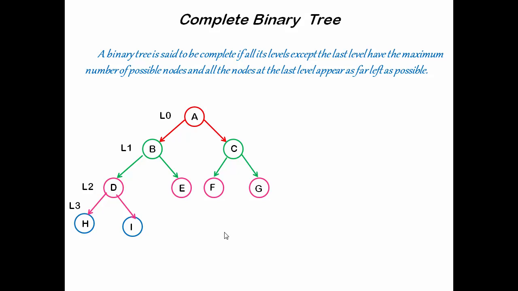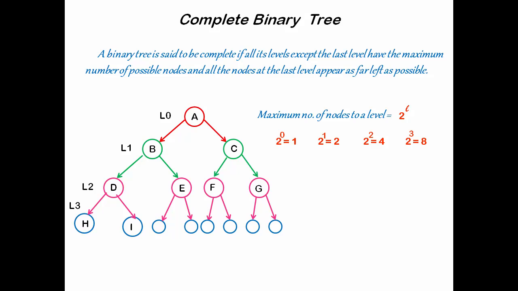So the maximum number of nodes at a level is equal to 2 to the power L, where L is the level number. Level 0 has 1 node because 2 to the power 0 equals 1. Level 1 has 2 nodes. Level 2 has 4 nodes because 2 to the power 2 is 4. And level 3 can have maximum 8 nodes. Here we drew only 2 nodes, but it can have maximum 8 nodes, something like this.